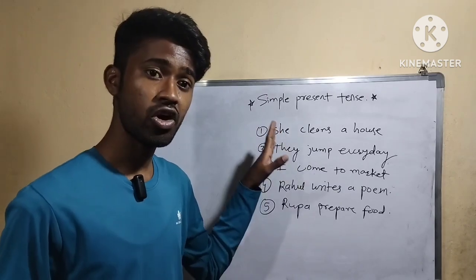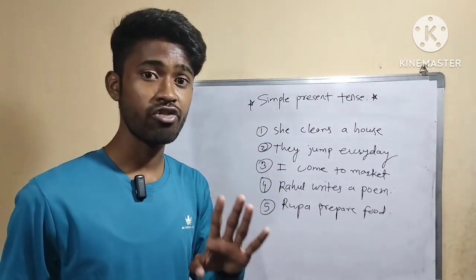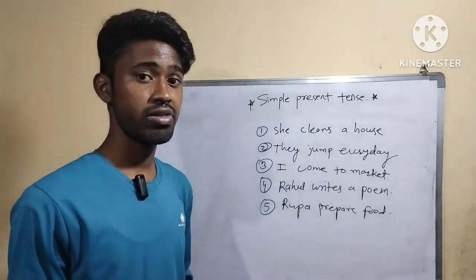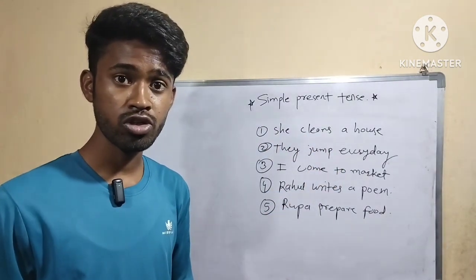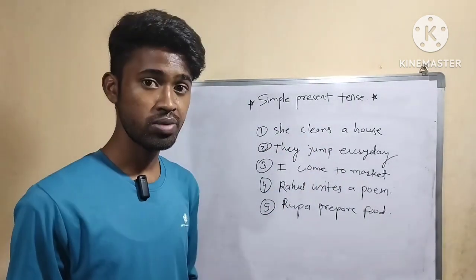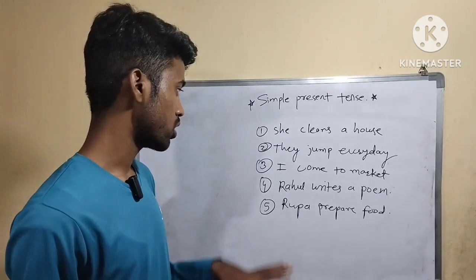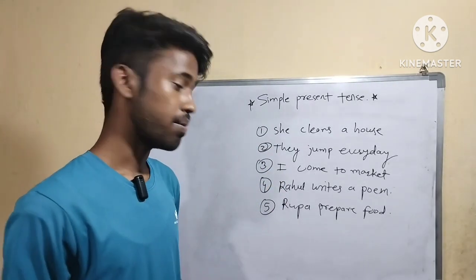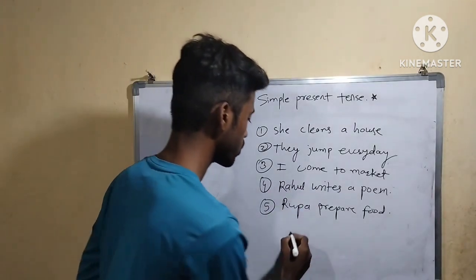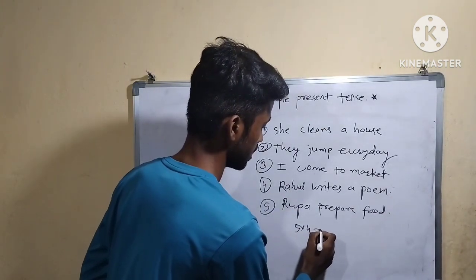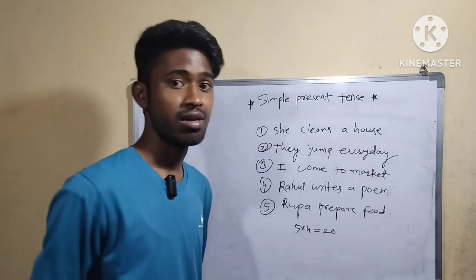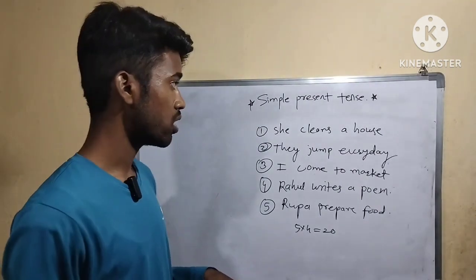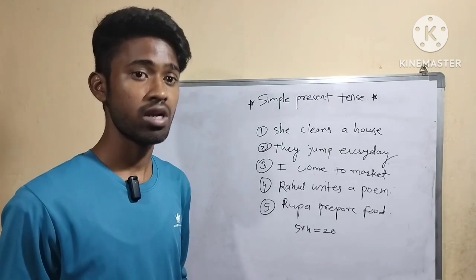Now for each sentence you have to write four sentences. The first should be the positive sentence, after that the negative, after that the verbal question, and in the last the WH question. So if you multiply 5 by 4, in total you have to write 20 sentences in the comment section. Then only I will get to know that you understood the simple present tense perfectly.